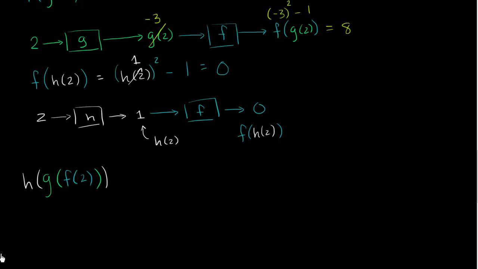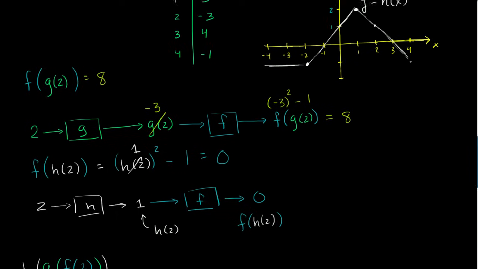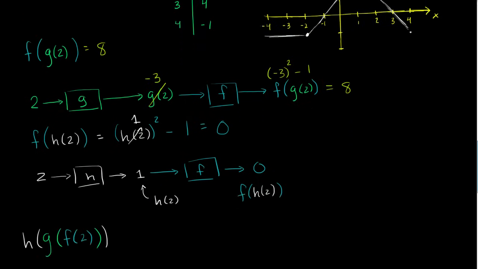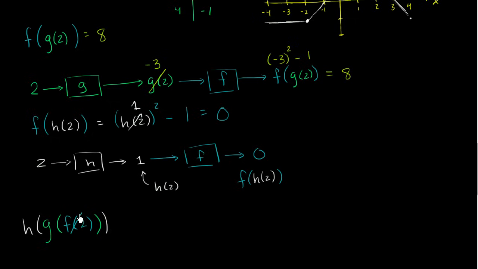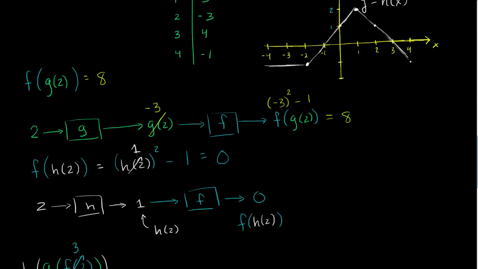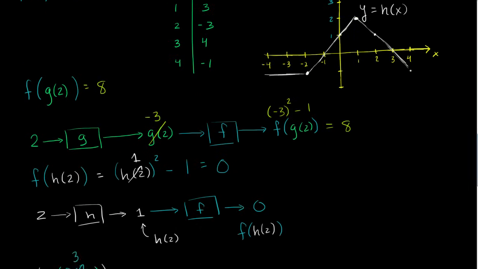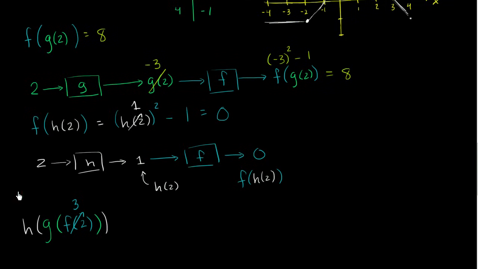So there's a bunch of ways we could do this. One way is to just try to evaluate what is f of 2. Well, f of 2 is going to be equal to 2 squared minus 1. It's going to be 4 minus 1, or 3. So this is going to be equal to 3. Now what is g of 3? g of 3 is, when t is equal to 3, g of 3 is 4. So g of 3, this whole thing is 4. f of 2 is 3, g of 3 is 4.